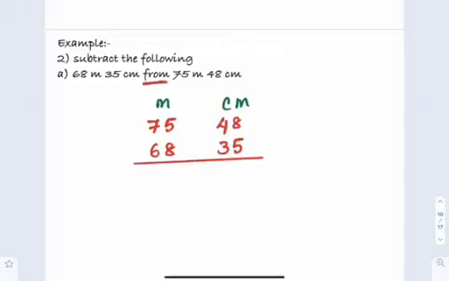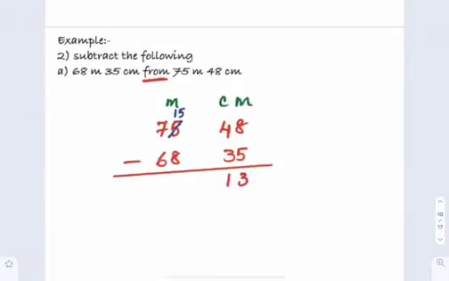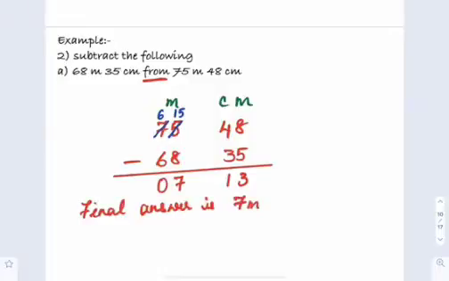Now when you subtract, 8 minus 5 is 3, 4 minus 3 is 1. When I borrow 1, it becomes 15 and this becomes 6. Now 15 minus 8 is 7. 6 minus 6 is 0. Therefore, final answer 7 meters 13 centimeters.